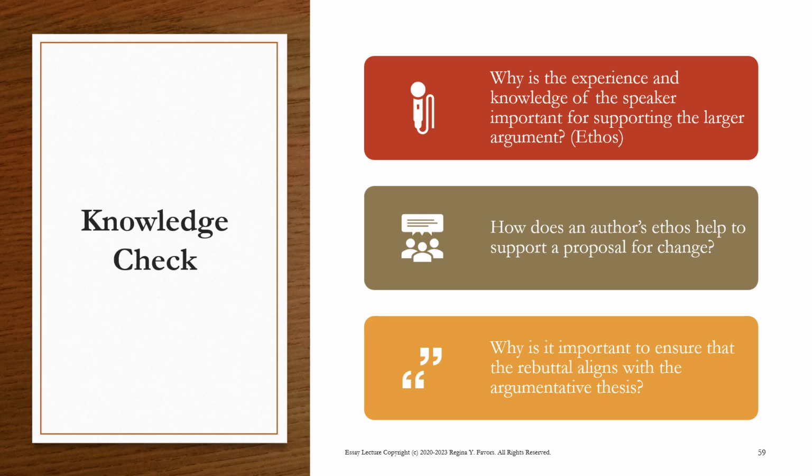How does an author's ethos help to support a proposal for change? Meaning that the fact that Gretchen Carlson experienced this herself in multiple ways throughout her career journey suggests that her ethos does help to support a proposal for change, because those were different contexts and different jobs. And then ultimately the one job that she ended up having to sue. And then why is it important to ensure that the rebuttal aligns with the argument and the thesis? It's important because you need to just end on your own argument.